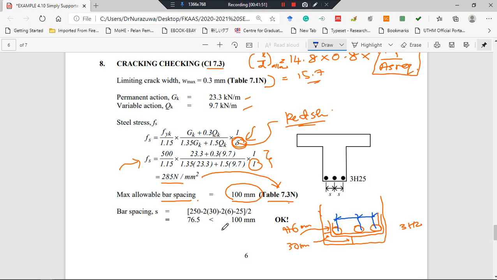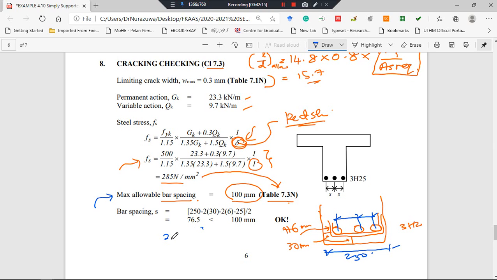Okay, the bar spacing. So this is the allowable, which is the maximum value for the bar spacing, also known as the optimum bar spacing. So we need to compare this with the actual spacing. So this is the actual spacing. The bar spacing is, so our B here is 250.